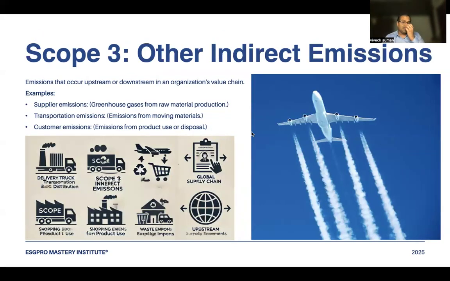The last but not least is other indirect emissions, which are apart from electricity. We have already learned, 8 are on upstream and 7 are on downstream. So anything... sorry. Sir, in the previous slide, scope 2 emissions.